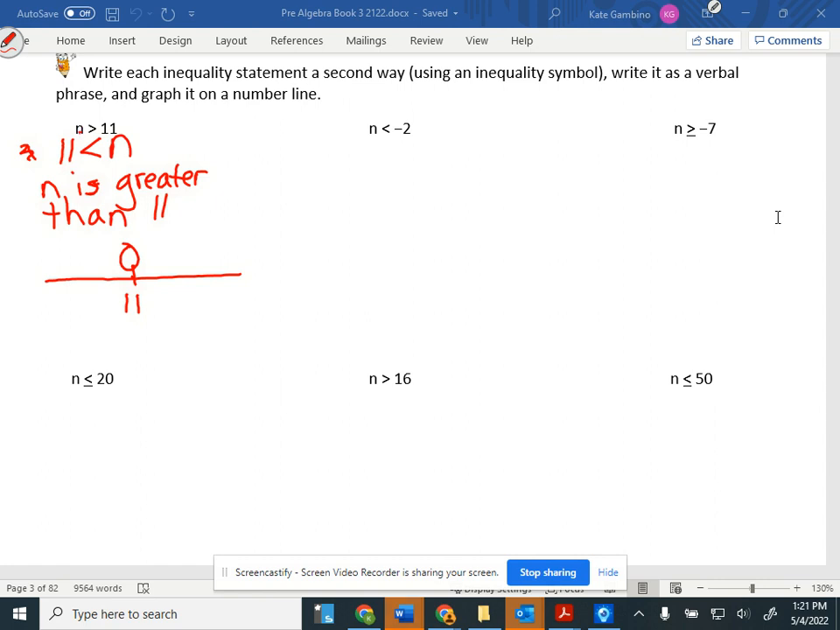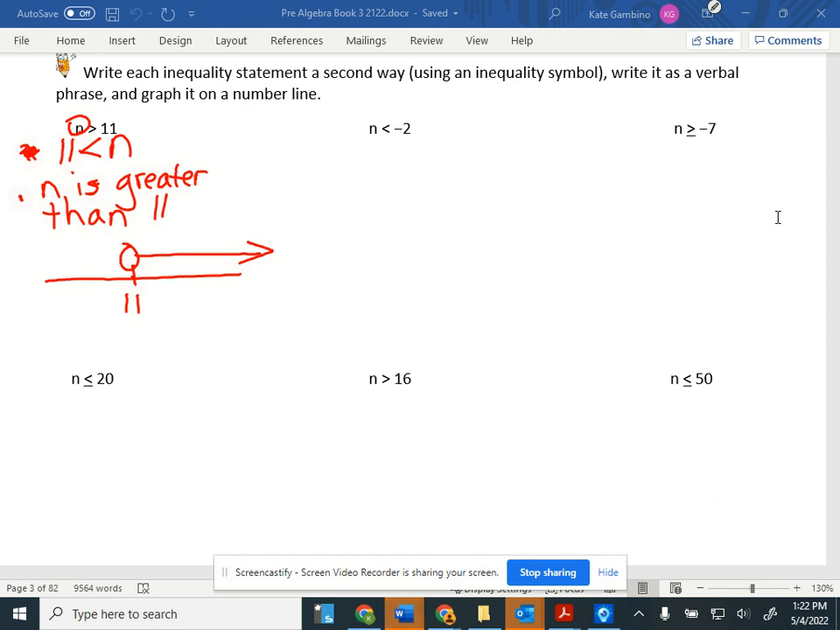Okay, so n is greater than 11. So we're graphing n. So don't look at this one and say, oh, it's less than, I'm going to the left, because we're graphing our variable. N is greater than 11, so n is going to be greater than 11. You should do this for everyone. You are doing all three parts. You're rewriting it, you're putting it in words, and you're graphing it for this first page.